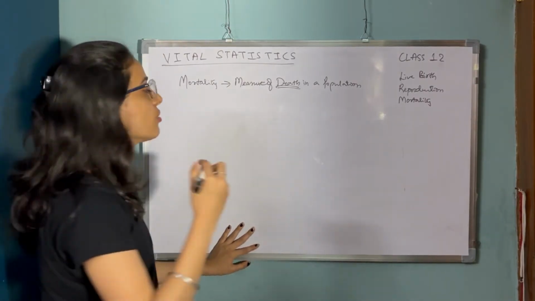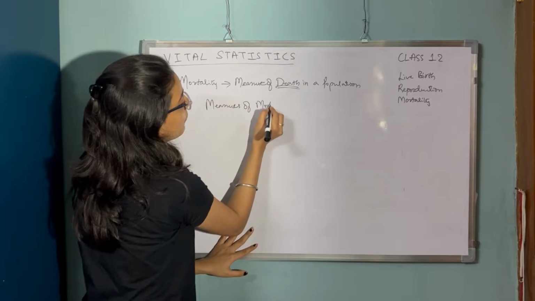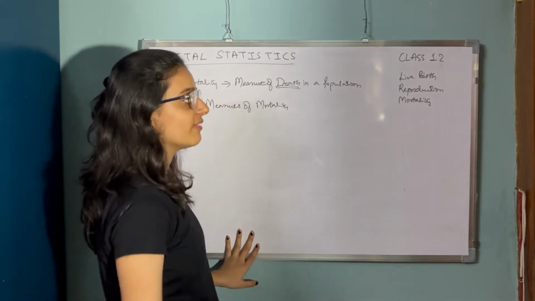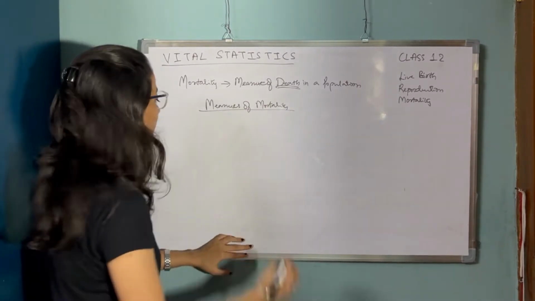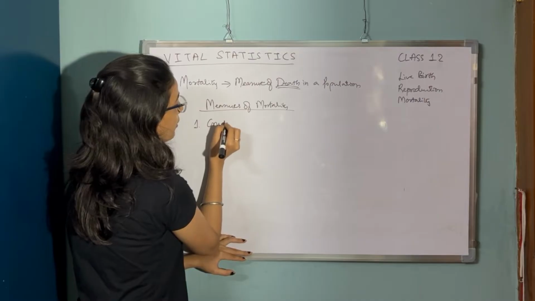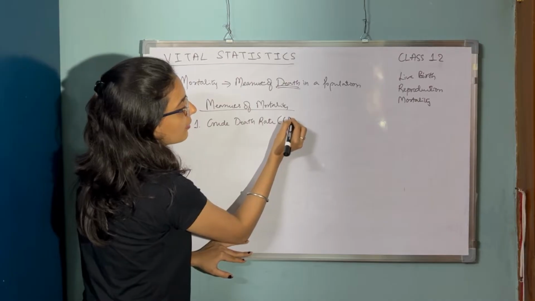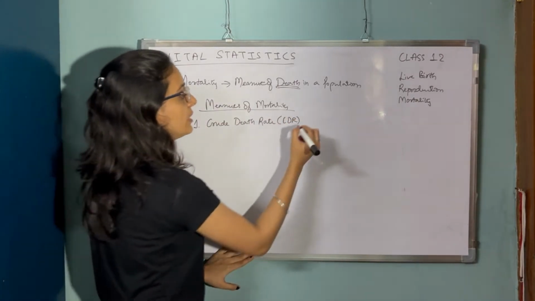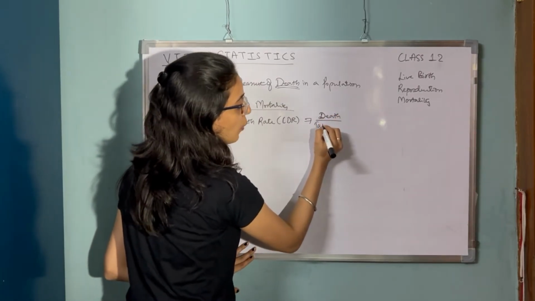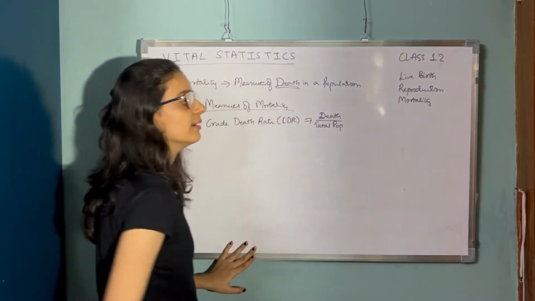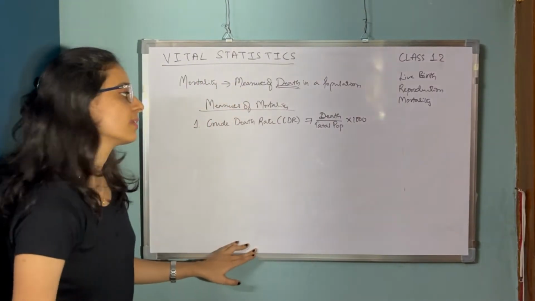There are different measures of mortality. Like we studied different measures of live birth, that is fertility or reproduction rate, there are also different measures of mortality. First one is crude death rate, that is CDR, which calculates deaths happening in the total population in a year, for 1000 individuals, right?